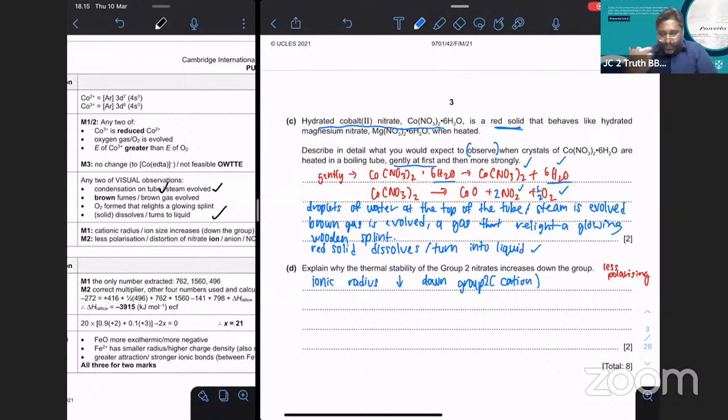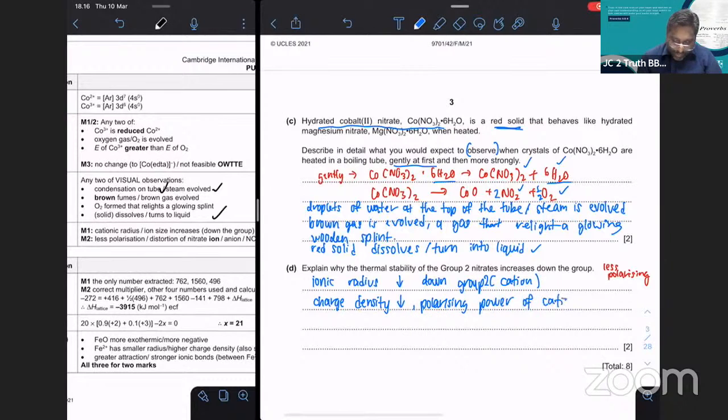Once this is happening, this is going to reduce the charge density. Charge density is given by charge divided by radius, so the charge density is going to be decreasing. So the polarizing power of the cation is going to decrease. Therefore, they are going to become less polarizing.